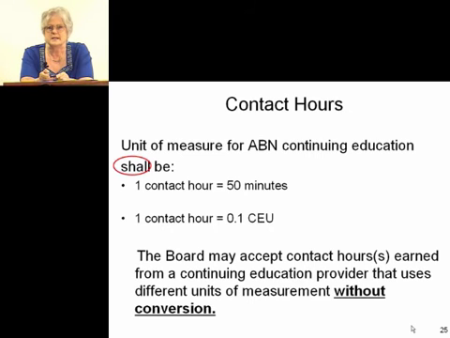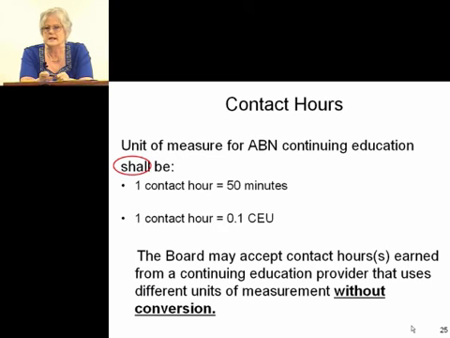What is a contact hour? Lots of different organizations use different units of measure. The Alabama Board of Nursing uses the contact hour of 50 minutes, and you will notice that I have highlighted in red the word shall. Shall within the rules means it is mandatory, so there's not an option. You must calculate with one contact hour equals 50 minutes. Contact hours are not the same as CEUs. One contact hour equals 0.1, or 1/10, of a CEU.